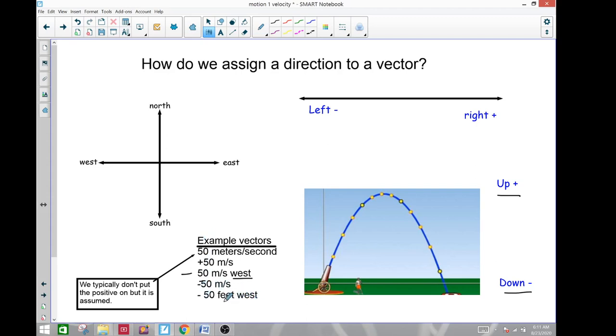So here, negative 50 feet, that's a position. That's still giving me a distance traveled and a direction. That's a vector. Meters per second, west. This one, because it's got the negative on here, is a vector. So there are lots of ways we assign our vectors.